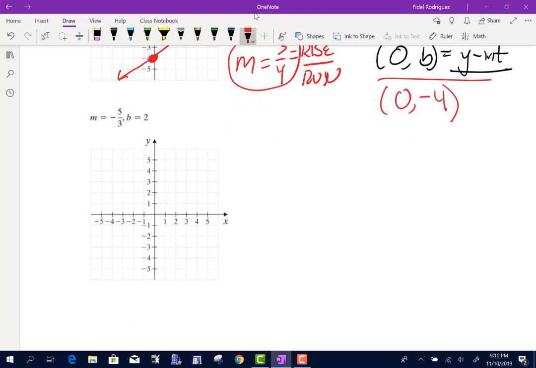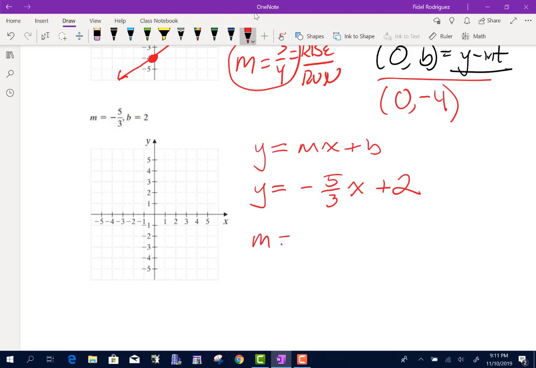Okay. So guys, first thing I'm going to do, I'm going to write out the equation. Y equals mx plus b. I'm going to fill in my blanks. M is the number negative 5/3 with an x plus 2. Okay. So again, we already know that our m is a negative 5/3. Okay. That's my rise over my run. Okay. And our y-intercept is 0, positive 2.